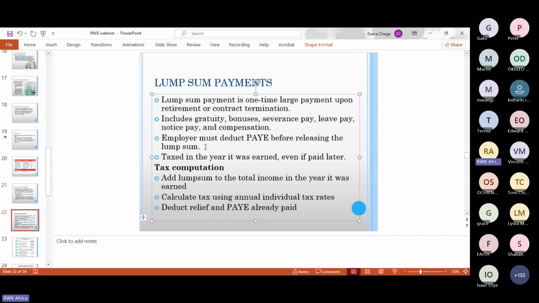So if an employer terminates your contract and they compensate you for the same, they are supposed to deduct pay on that lump sum amount before releasing it to you. It is taxed in the year it was earned, even if it was paid later. Tax computation on this is you add the lump sum amount to the total income in the year it was earned. Then you calculate using the prevailing individual tax rates, after which you deduct the relief and remit the pay on behalf of that particular employee.